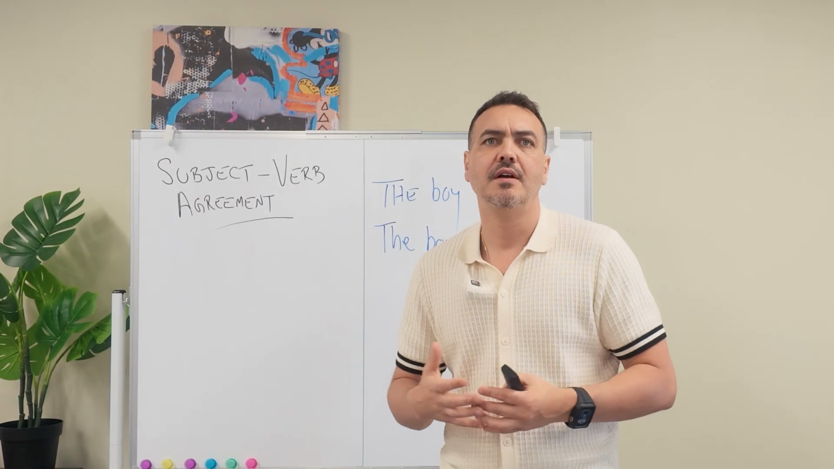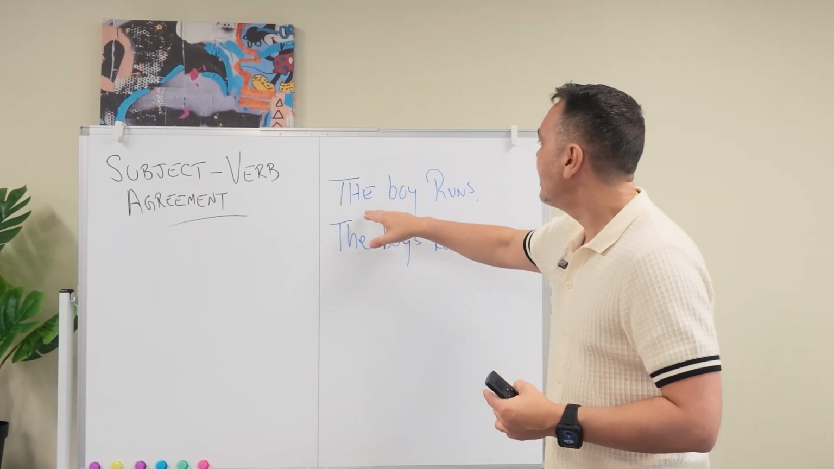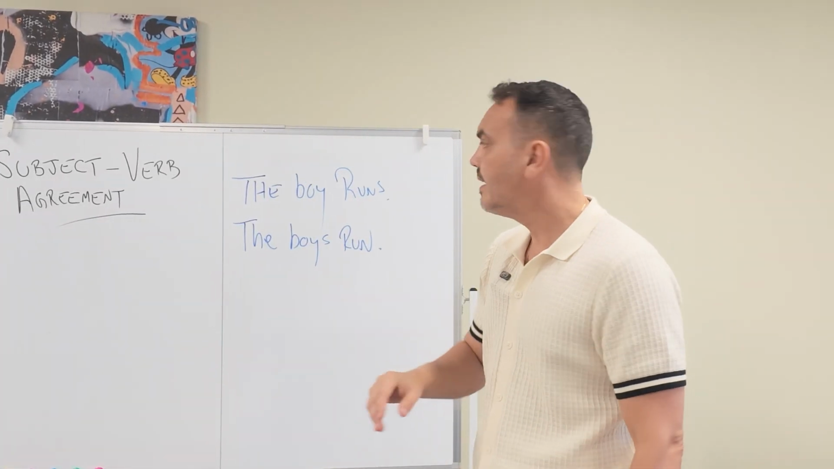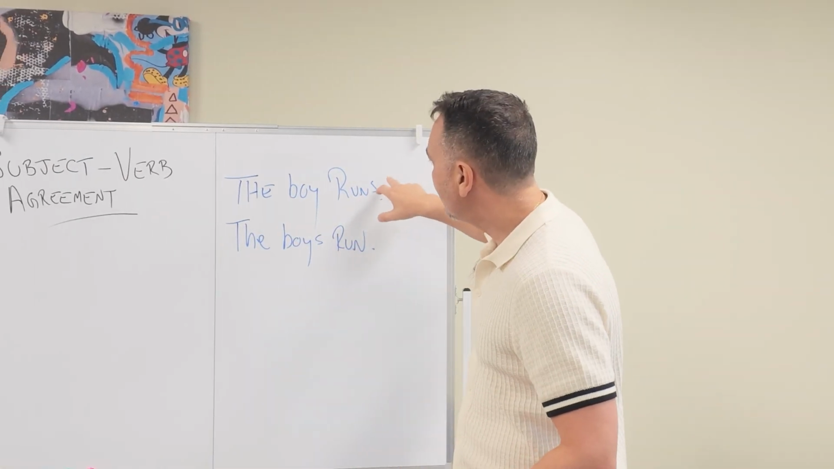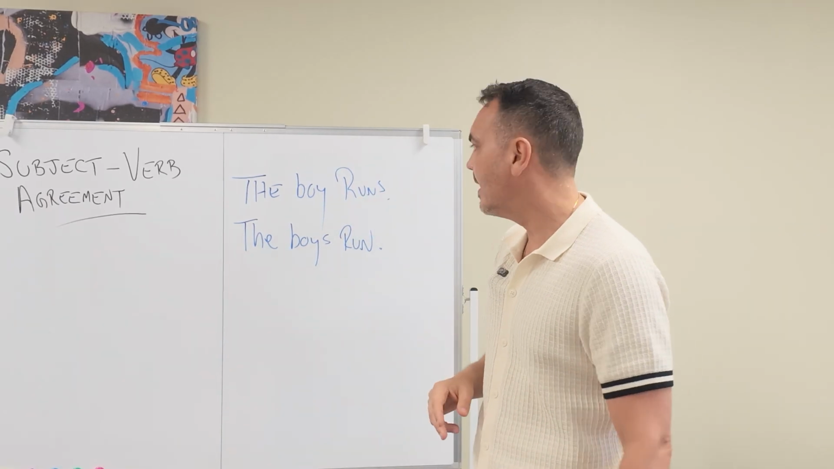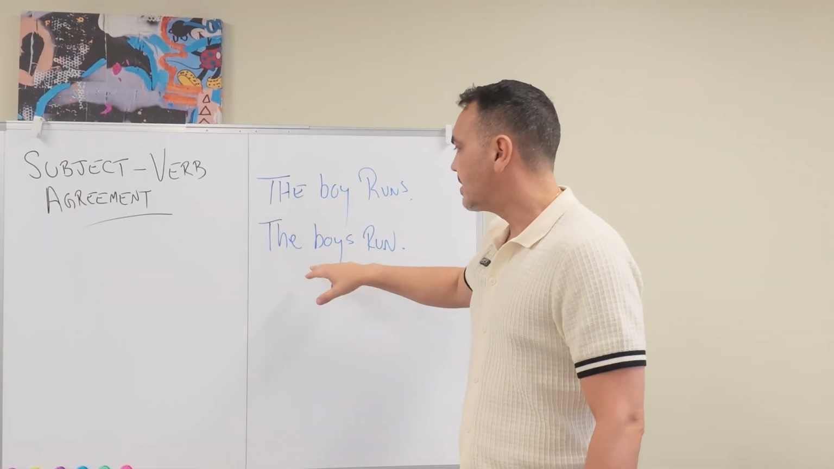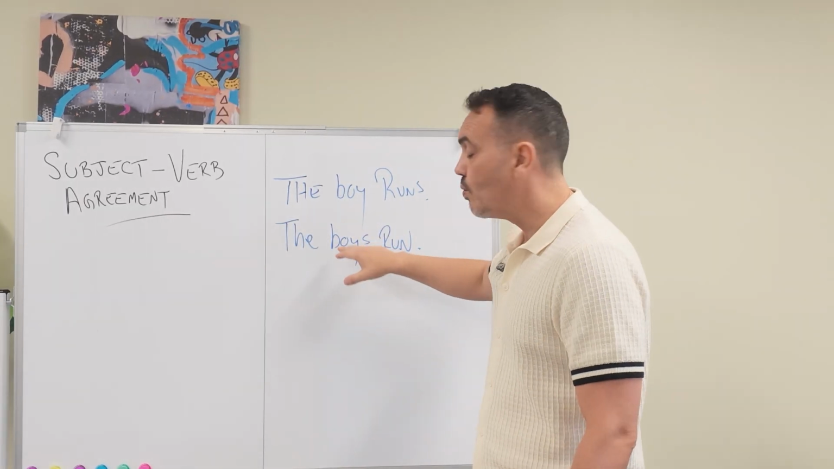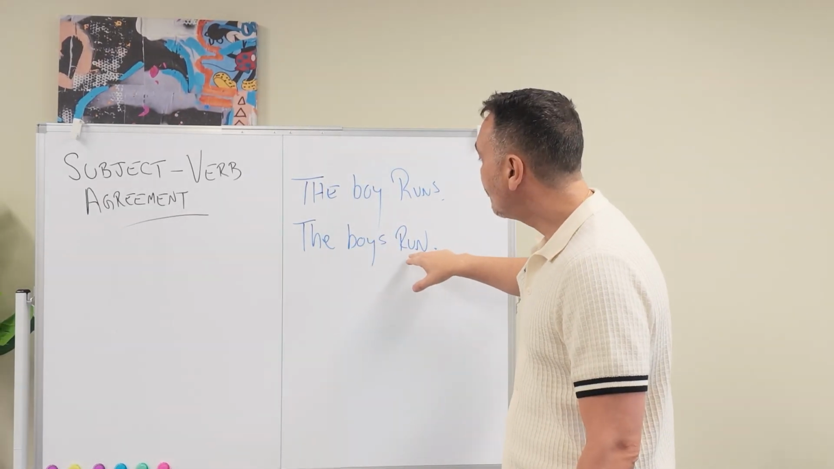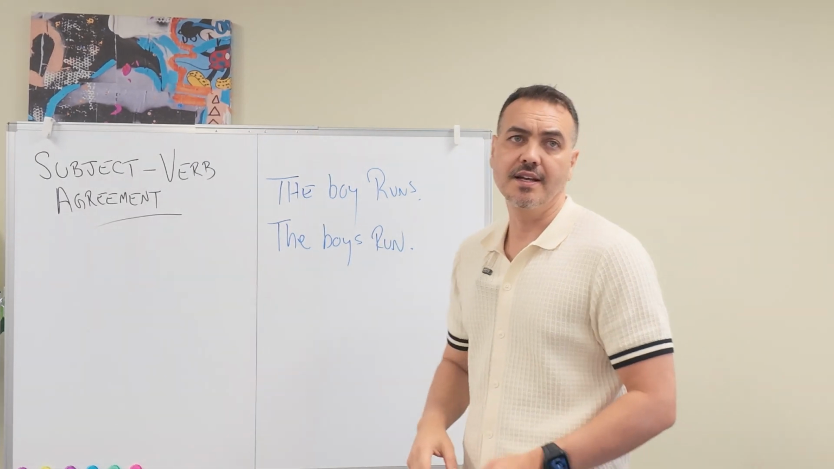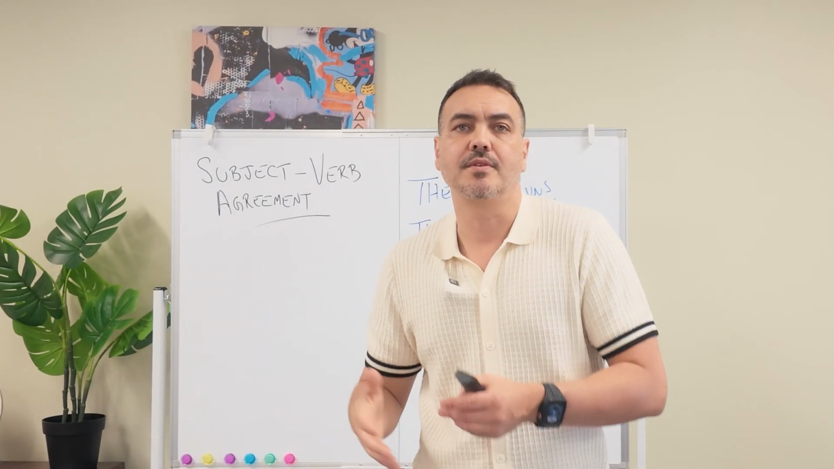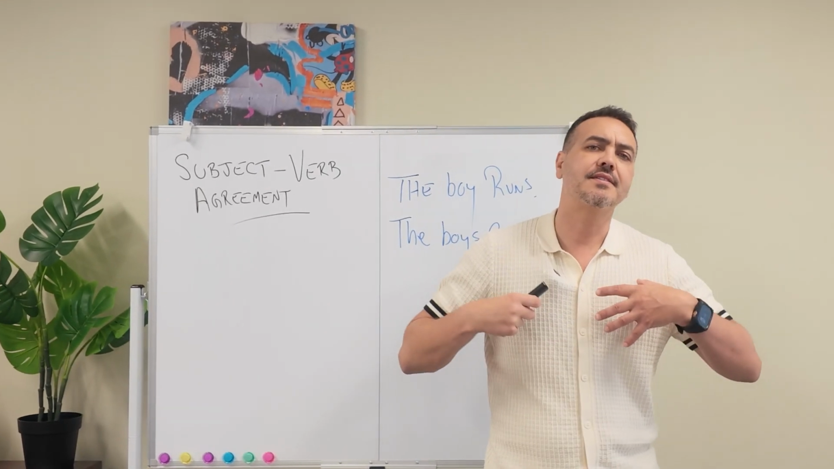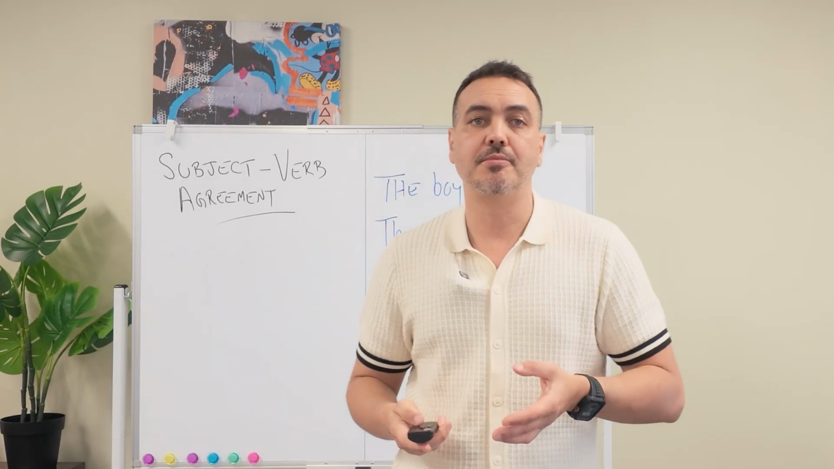Let me give you an example. I wrote it here. The boy runs. The boy is singular. It's just one boy. He runs. We put an S on the end of run. Now, when we're dealing with a plural subject, boys, meaning more than one, the boys run. There is no S on the end. You see the difference. The boys are more than one person, so we say the boys run. This is a perfect example of subject-verb agreement.